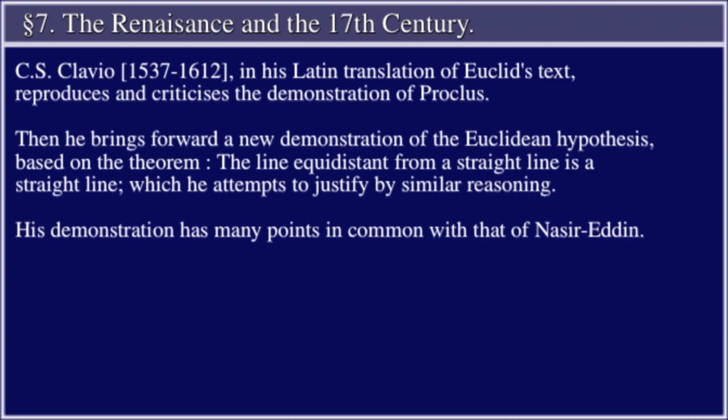C.S. Clavio, 1537 to 1612, in his Latin translation of Euclid's text, reproduces and criticises the demonstrations of Proclus. Then he brings forward a new demonstration of the Euclidean hypothesis based upon the theorem: the line equidistant from a straight line is a straight line, which he attempts to justify by similar reasoning. His demonstration has many points in common with that of Nasir ad-Din.